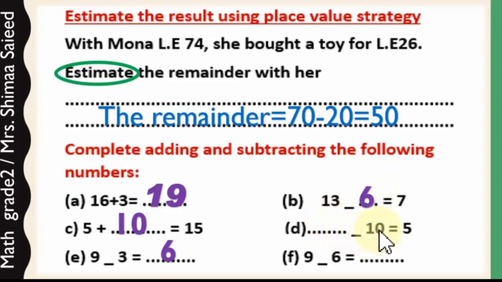Unknown number minus 10 equals 5. So we will add 10 to 5 to know this number. 10 plus 5 equals 15. The last one is so easy. 9 minus 6 equals 3. Count after 6. To get 9, you will count 3 numbers.